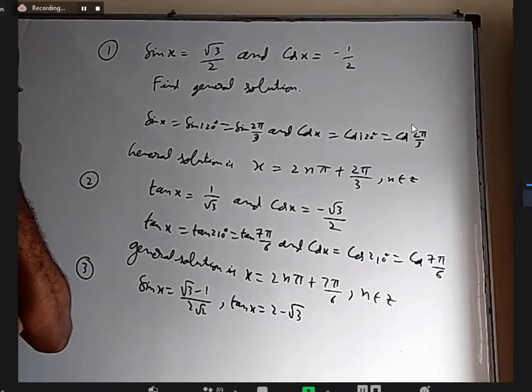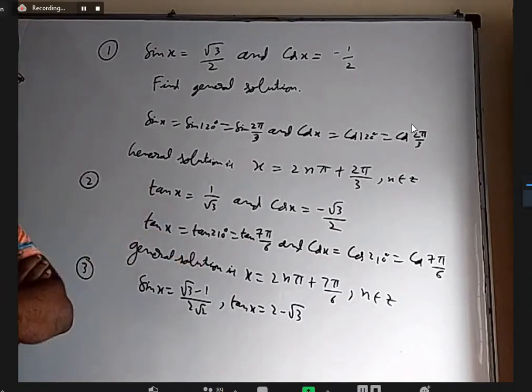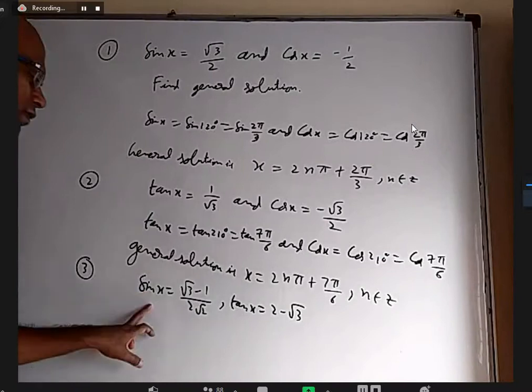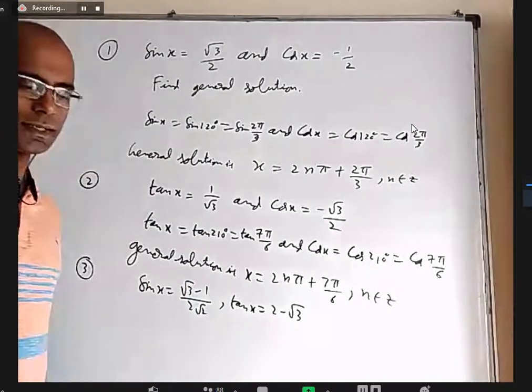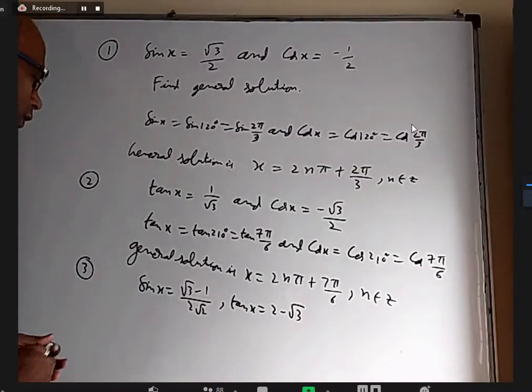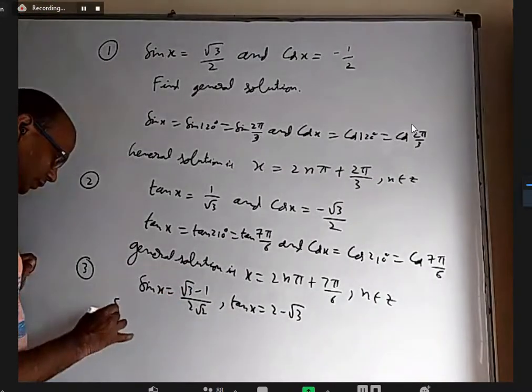15 degrees. You are supposed to remember these values. Tan 15 degrees is 2 minus root 3. And sin 15 is root 3 minus 1 by 2 root 2. Sin 75 is root 3 plus 1 by 2 root 2. We are supposed to remember this. So this is 15 degrees.